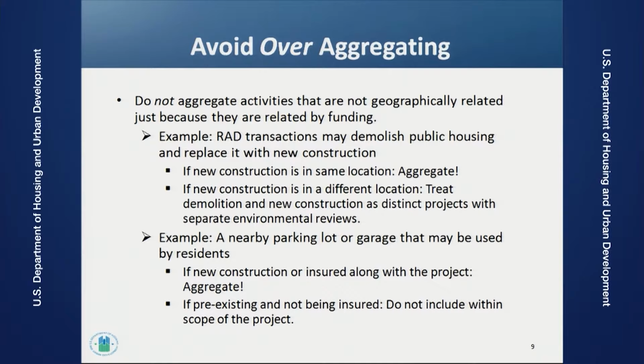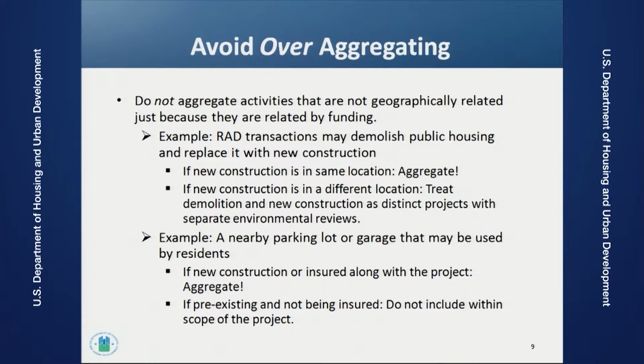A good rule is to evaluate multiple sites together within a single environmental review if they're so near each other that all environmental issues are going to be substantially the same. So if they're on contiguous sites, same environmental review. If there's a substantial space between them, separate environmental reviews.